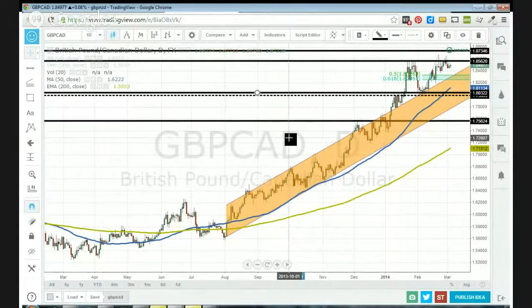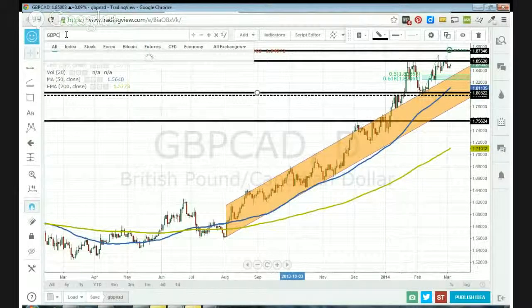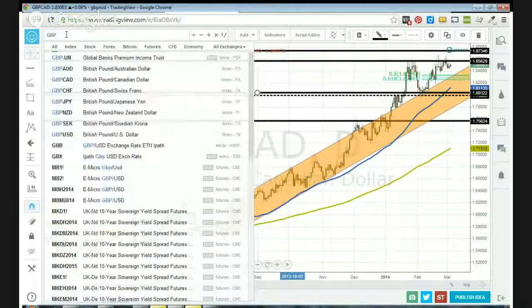Really a pullback to 80.30, somewhere around there. So that's still 500 pips away before I can do anything with Pound Canada. That's the story with the Canadian dollar. Hasn't been giving much of a pullback, really.